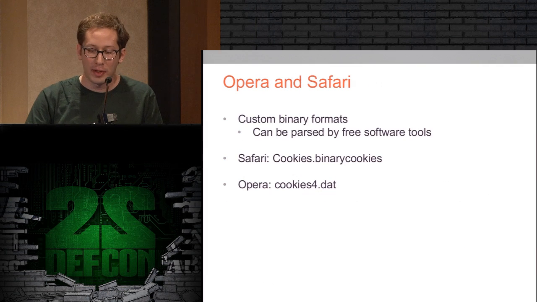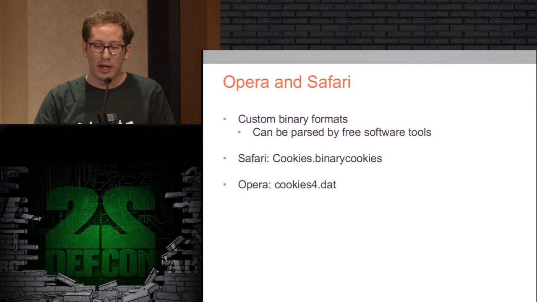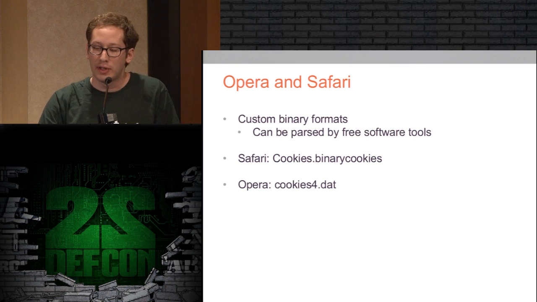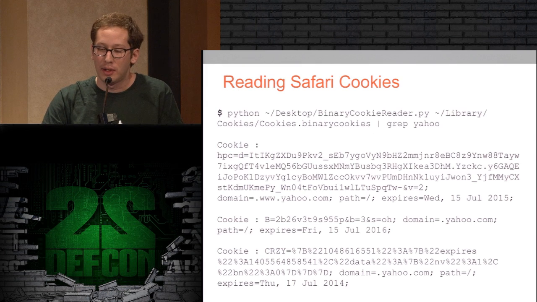Okay, so Opera and Safari use custom binary formats to store their cookies, but there are freely available software tools for parsing them, so it's not hard to read. For Safari, the file is called cookies.binarycookies, in case you weren't sure there were cookies in there. And for Opera, it's called cookies4.dat. So here's a quick example of these free software tools, which I didn't write, but one was a GitHub gist and one was just a blog post.